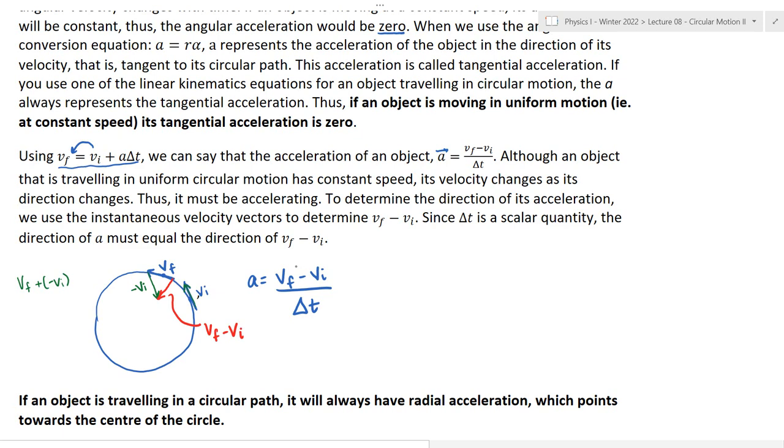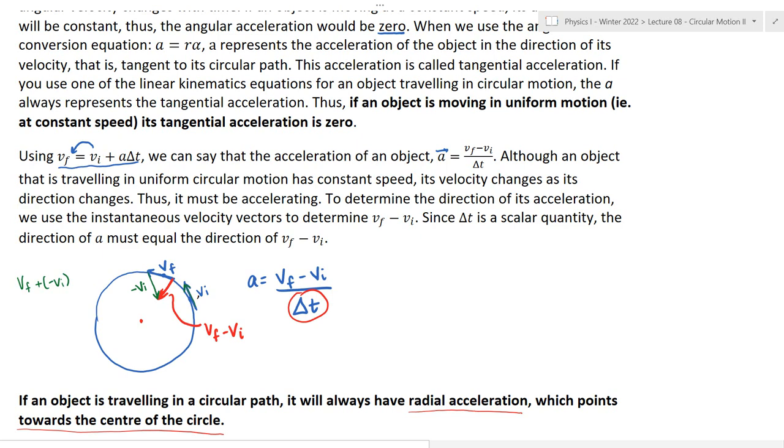Then when we take that and divide it by delta t, well, delta t is a scalar. It doesn't have a direction to it. So when we divide that by a number, it just changes the length of this vector, but it would still have the same direction. So what is the direction that it's pointing in? You can see V final minus V initial will point towards the center of the circle, right? So that's what's really important to know: if an object is traveling in a circular path, it will always have a radial acceleration which points towards the center of the circle. And that is really important.